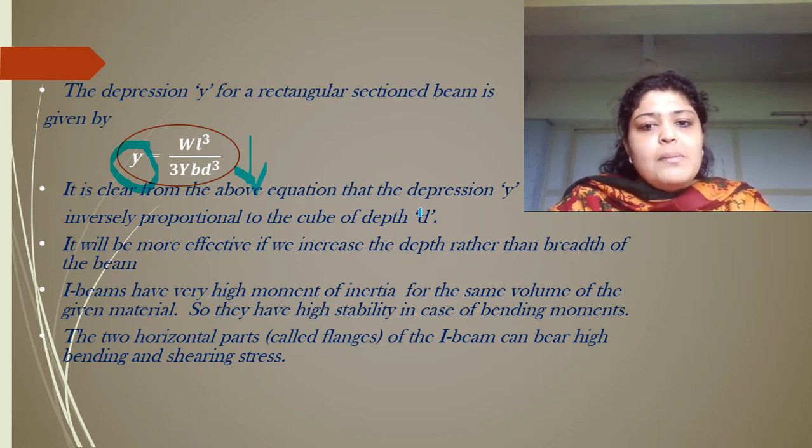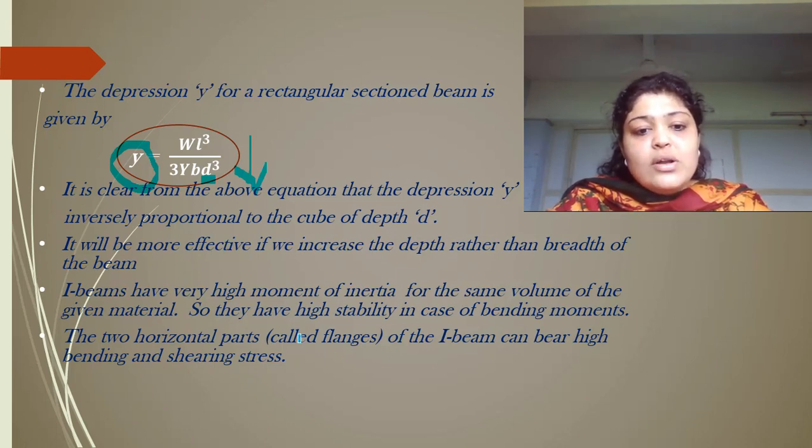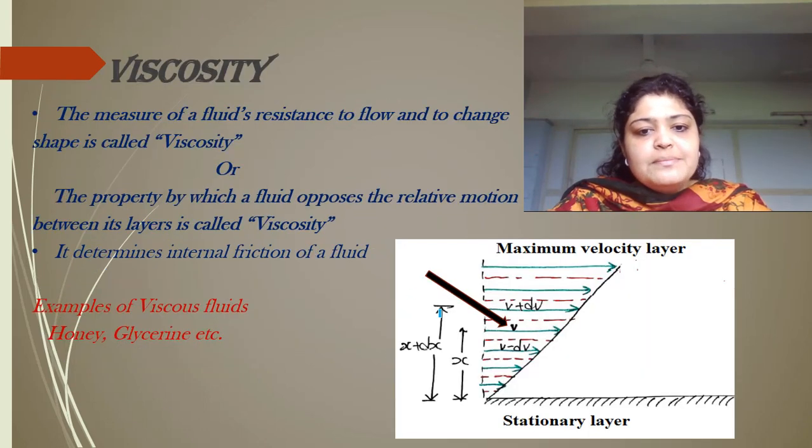So it is clear from the above equation that depression y is inversely proportional to the cube of depth. So it will be more effective if we increase the depth rather than the breadth. I-beams also have a high moment of inertia, which gives them more stability. The two horizontal flanges, as I said, the two horizontal parts, bear high bending and shearing stresses.